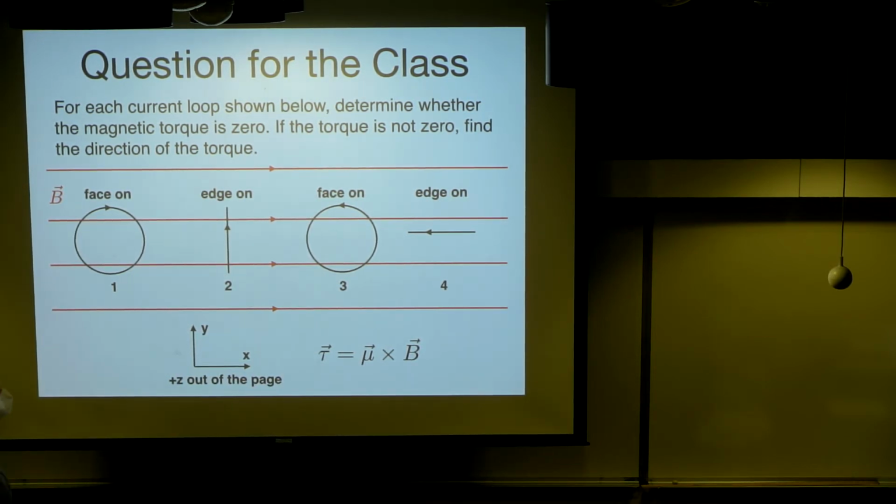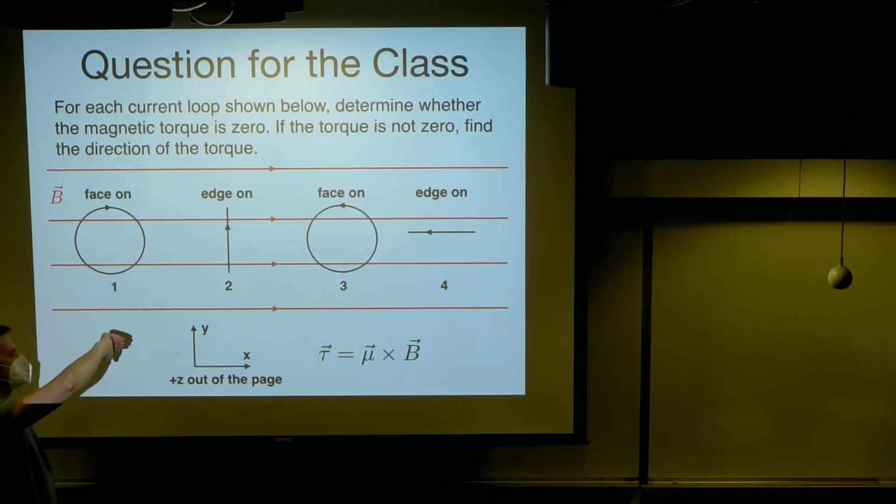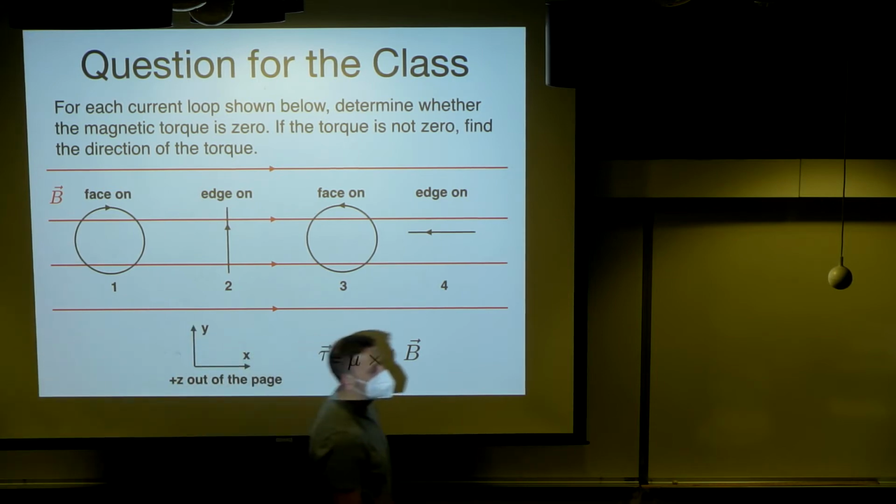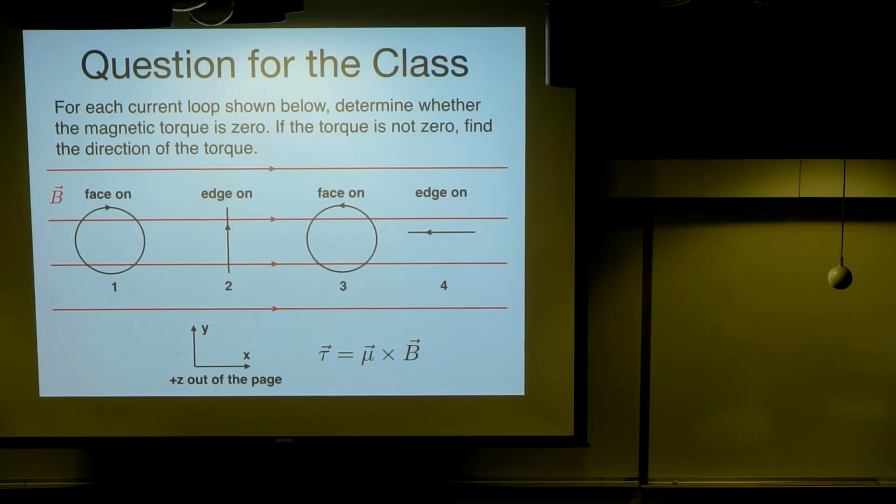So here, start off, I have to point the fingers of my right hand into the page. That's the direction of my mu vector. Then I have to curl them going that way, the direction of the B vector. Where's my thumb? Negative y. It's going down. Negative 1. That means this current loop is going to be induced to rotate this way. Okay, you see that? That's the type of rotation that's going to happen in this scenario. Right? How about the second case?